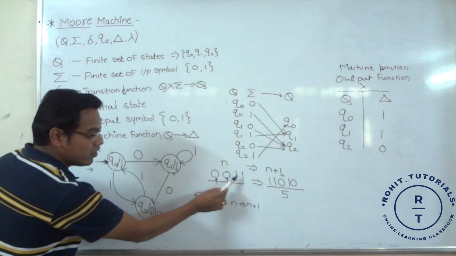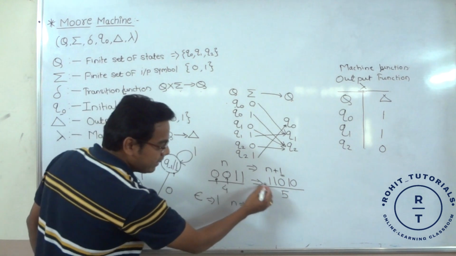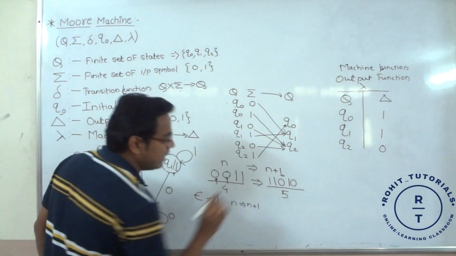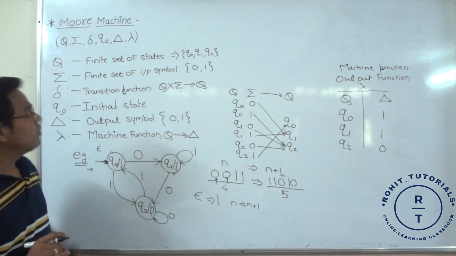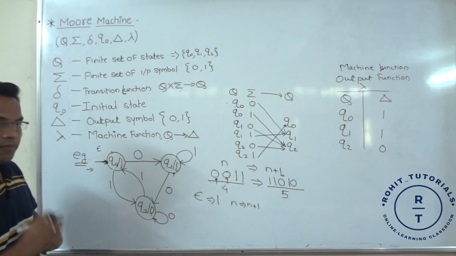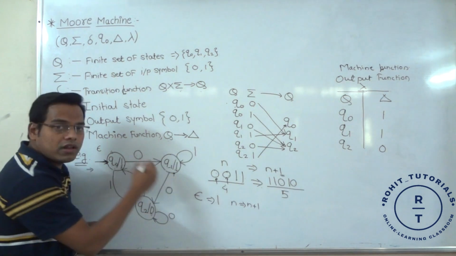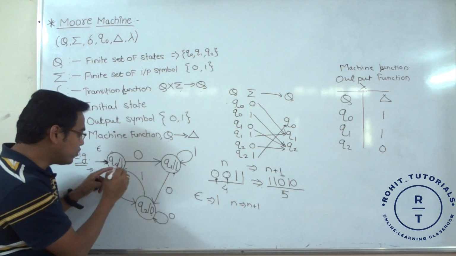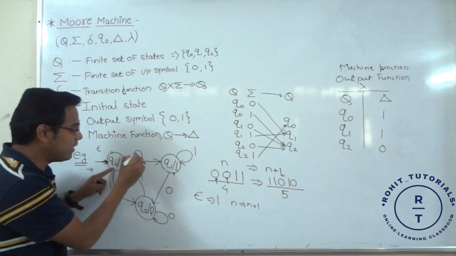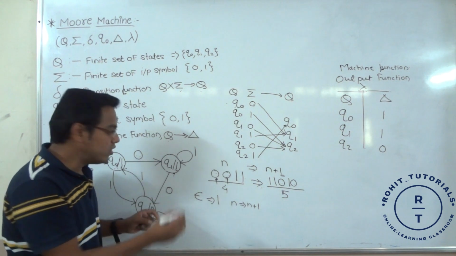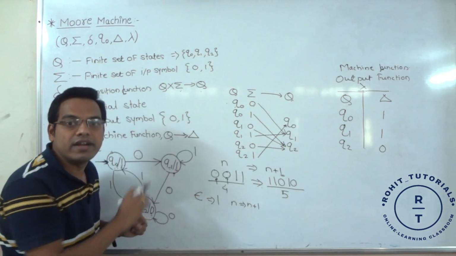So if you provide 0011, the output that we are getting is 11010. This is of length 5. So this is all about the Moore machine. Moore machine consists of output and the next state. The next state totally depends upon the current state and current input symbol, and the output totally depends upon the present state at that given time.